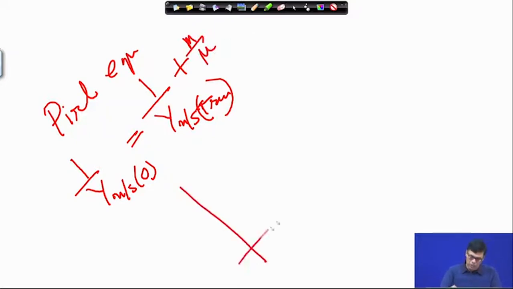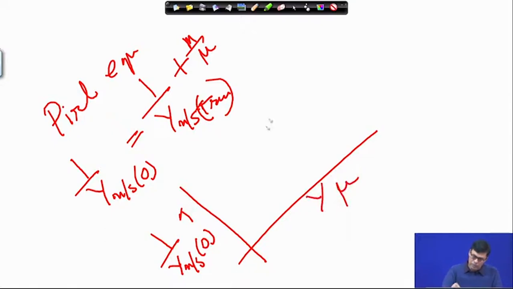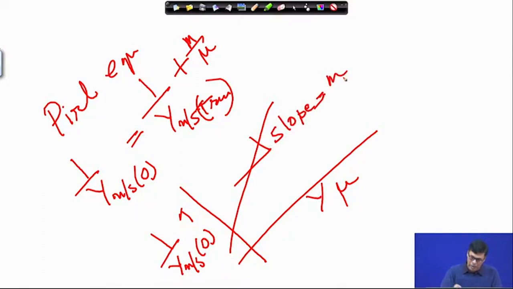Now, if you plot Y x by s overall versus 1 by mu, then you will get a straight line. The slope will give you the value of m, am I right? And the intercept will give you the value of Y x by s, the true growth yield. Sometimes we denote it as Y x by s dash, this is the true growth yield. So we can find out these values.